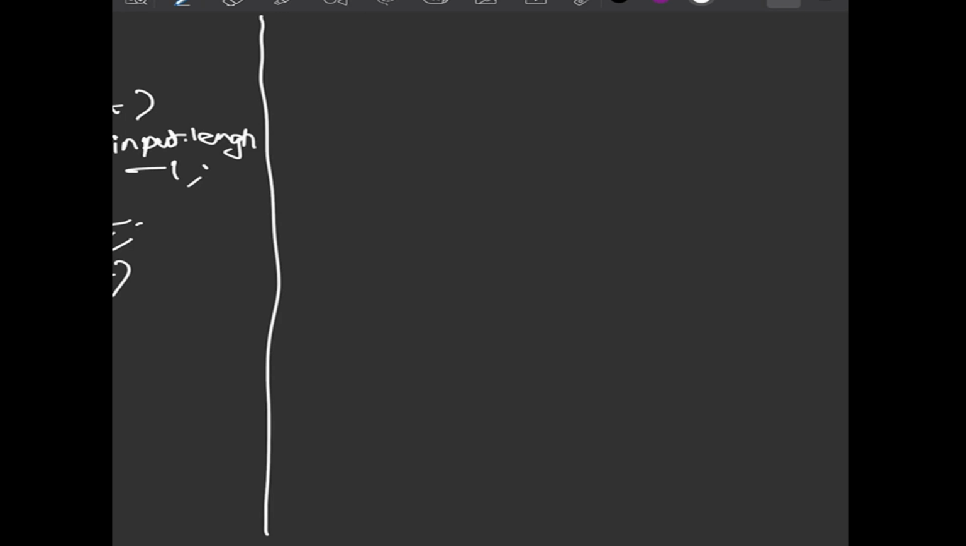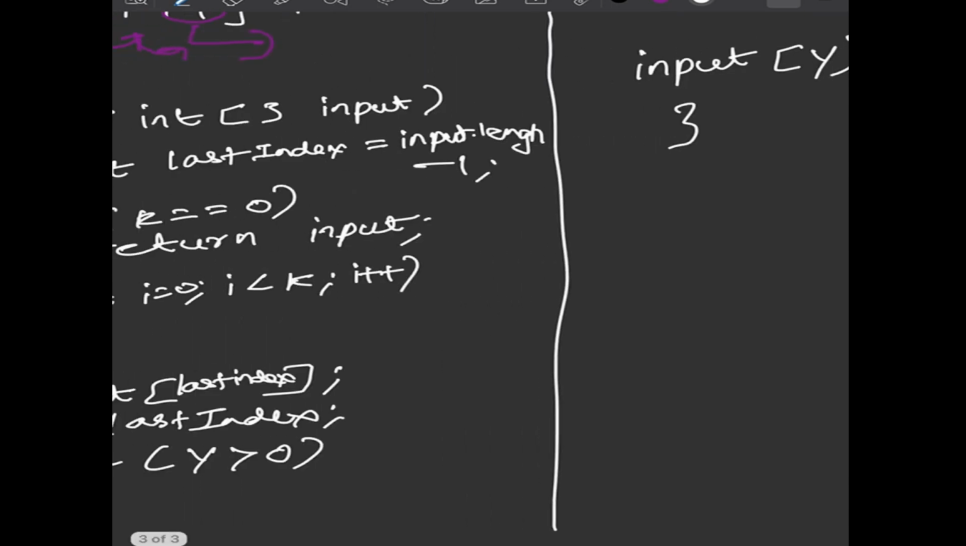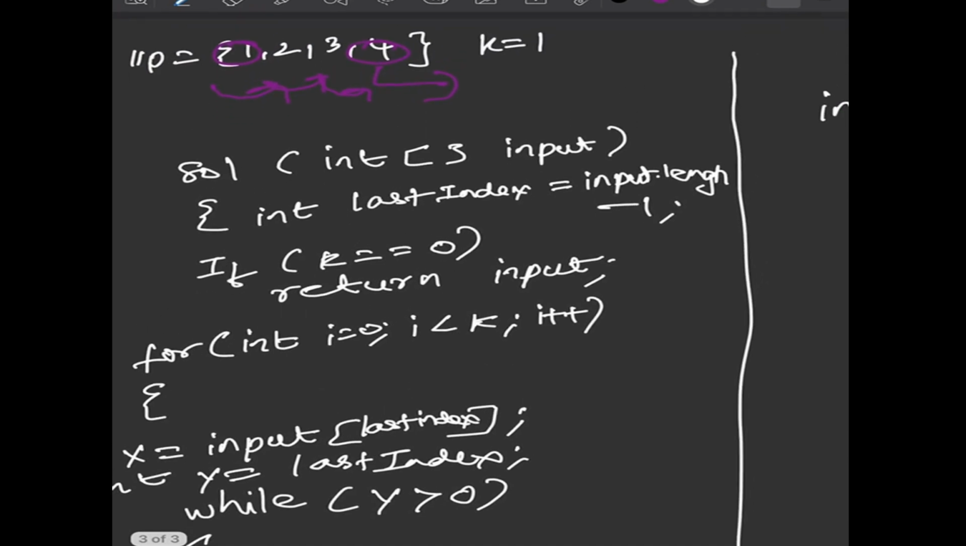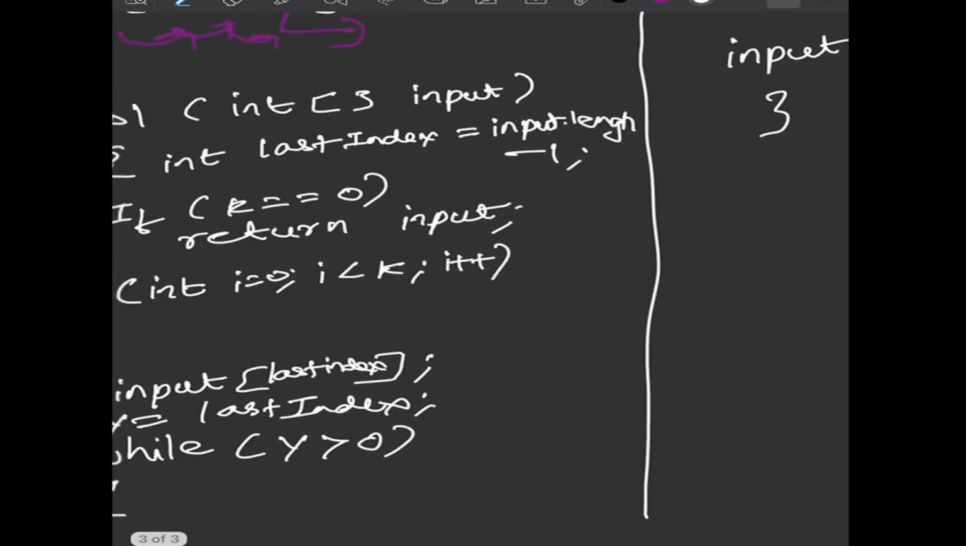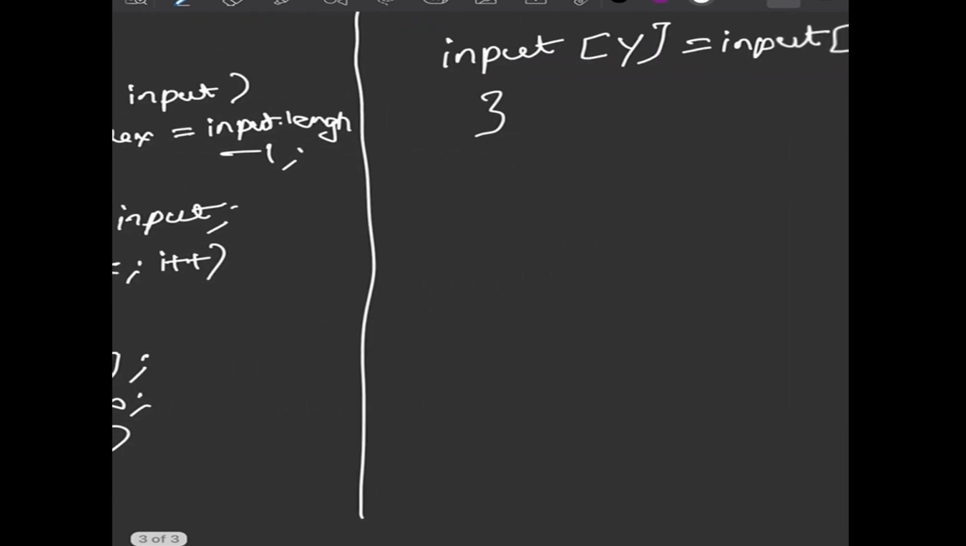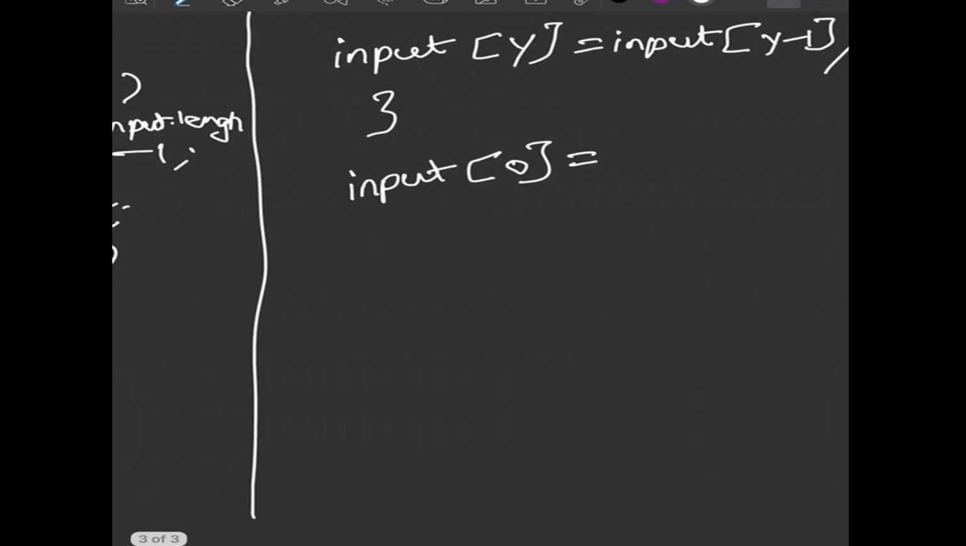For every iteration, we do input of y is equal to input of y minus 1. So we take the previous index element and copy it to the next index, and we perform this until the first index. Once this value becomes 0, the loop gets exited, and finally we copy input of 0 is equal to x, which is the last index element.